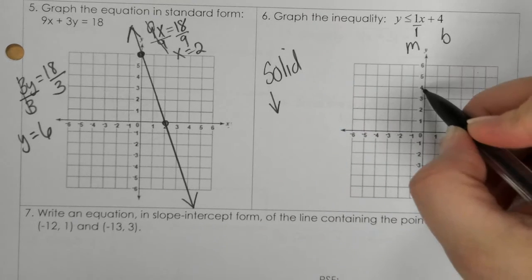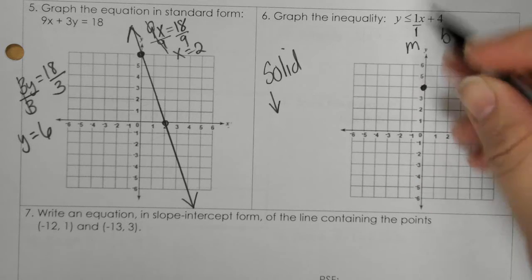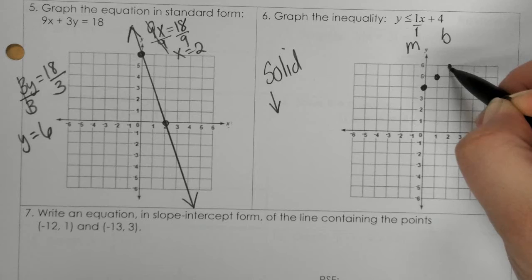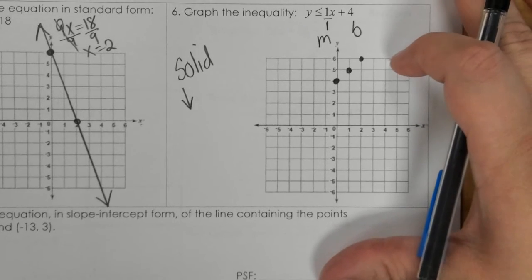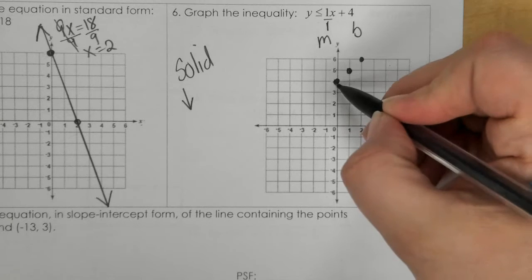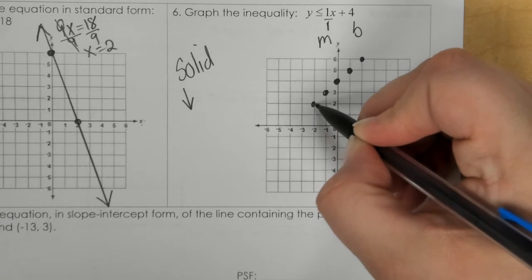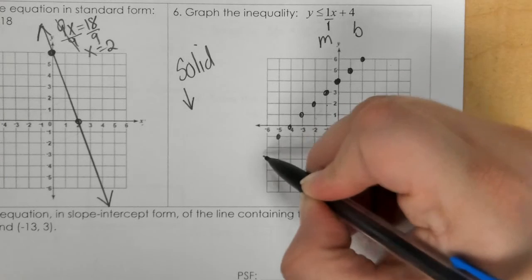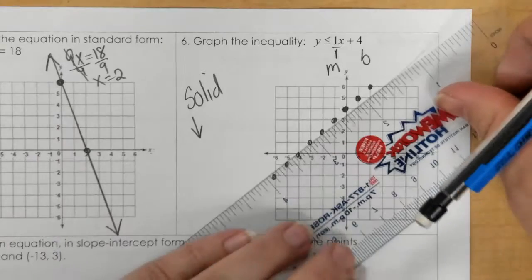So go ahead and start at the 4 on the y-axis because that's where we begin. And then we're going to go up 1 over 1. And we're going to keep doing that until we can't go any further. Now we can go down 1, left 1. Down 1, left 1, and we're just going to keep doing that as well until you can't go any further. Your line is solid.